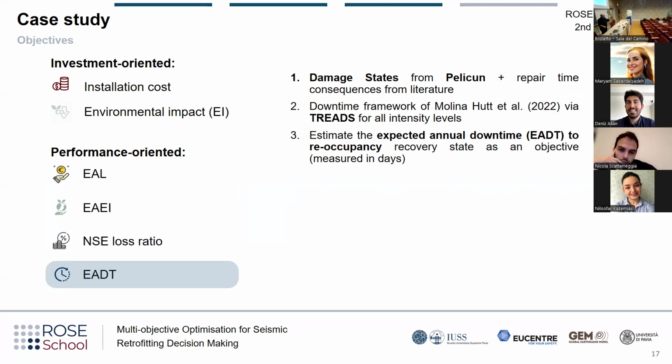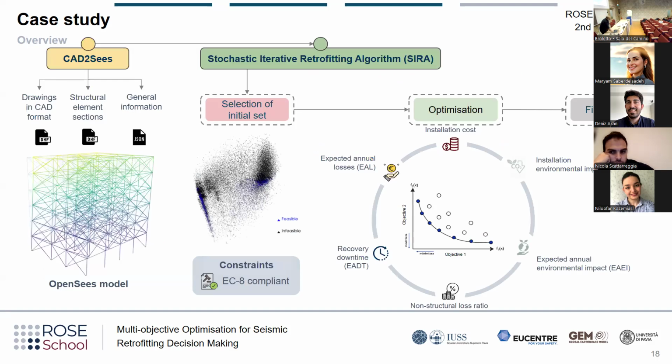So we got the damage states, and we collected the repair consequences from the literature. We employed the procedure from Molina Hamilton et al., and we aimed for the reoccupancy of the building because this is a residential building, and we got the expected annual downtime, because we did it for each intensity measure that we have.